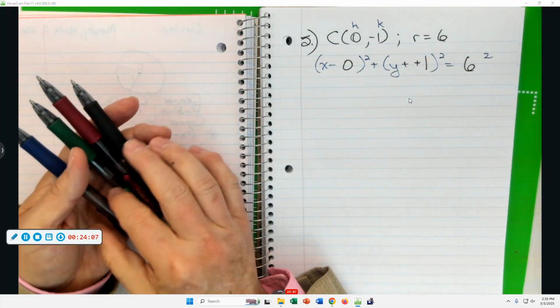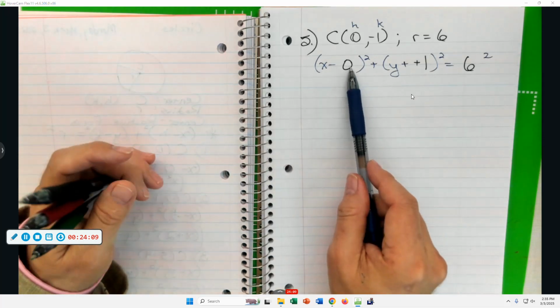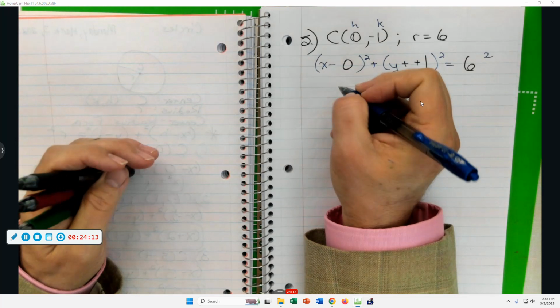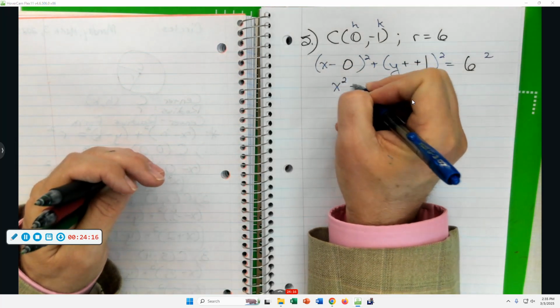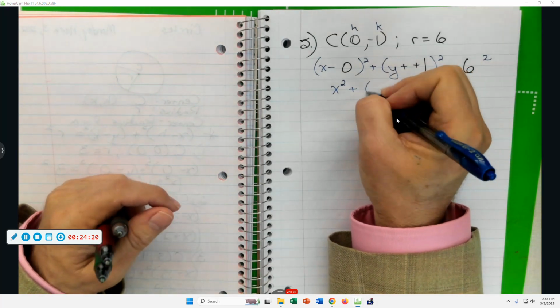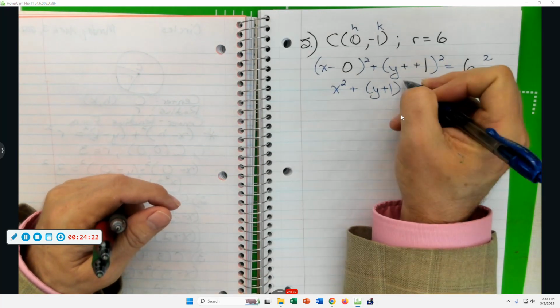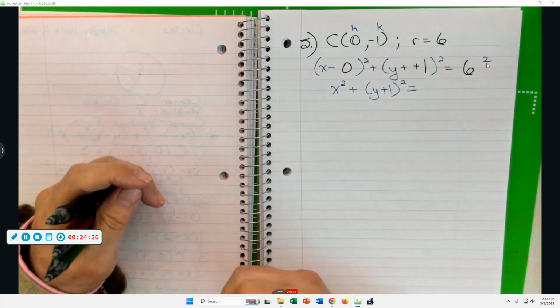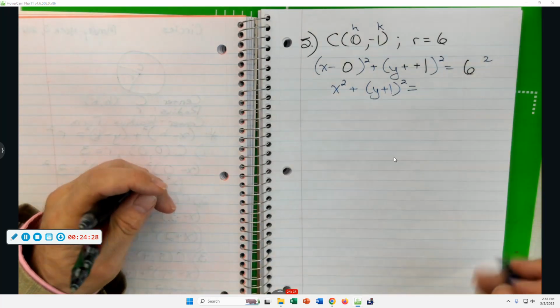And we can clean this up pretty nicely. X minus 0, we can simplify that very easily. That's just x. So we have x squared plus, that minus and negative we'll write as y plus 1 quantity squared. And what have we got on the right-hand side? 36, I agree.